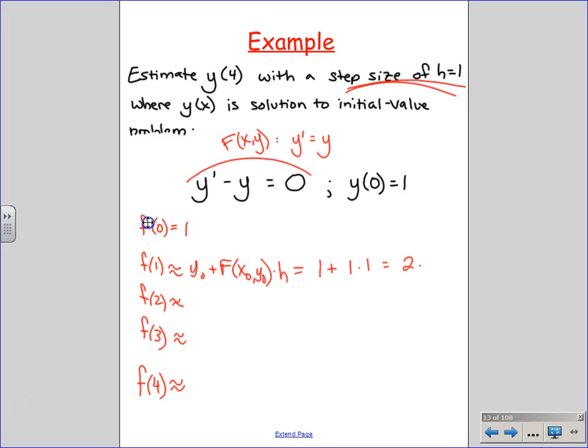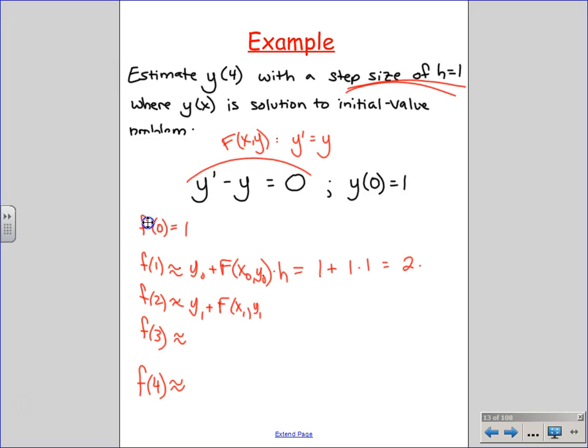Okay, so y prime, or m, is equal to y. My delta x, or my h, is equal to 1. So my y value was 1 from before. My m, when I plug in my y value, was 1, and my h was 1. Now it's going to start getting interesting, because now it's going to start changing. Because now I'm going to go ahead and say, okay, let's plug in y1, the y that resulted from this approximation, plus f of x1, y1.